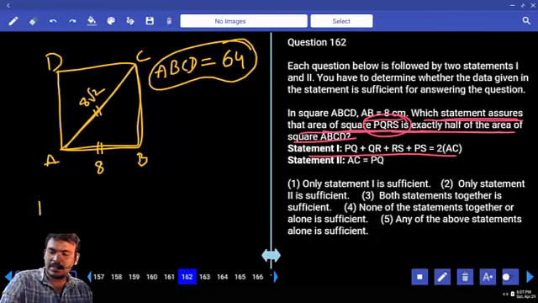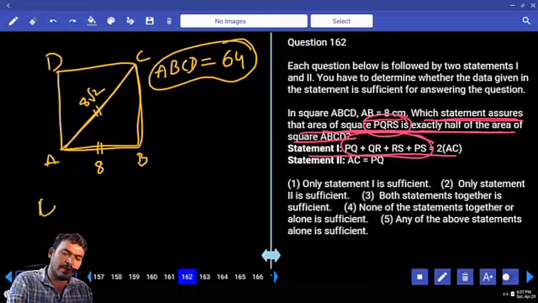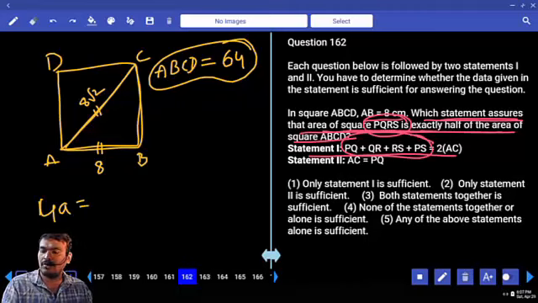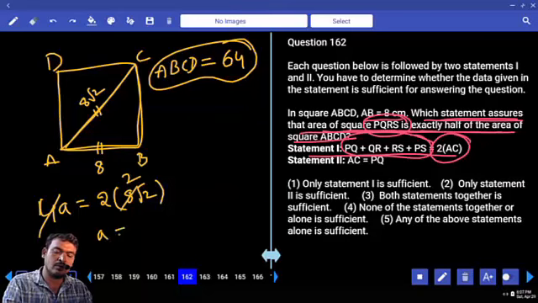All the 4 sides are adding or subtracting? Adding. That means it is perimeter or area? Perimeter. Perimeter value is written 4A. That 4A equals which one? 2 times the AC value. What is the AC value? 8 root 2. 4A is how many times? 2 times. Then A equals how much? 4 root 2. A equals 4 root 2.